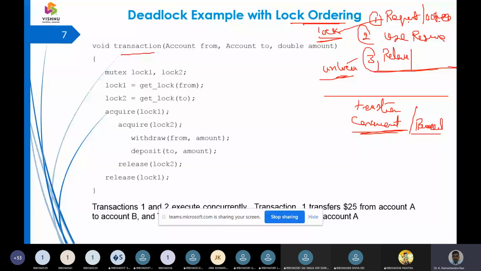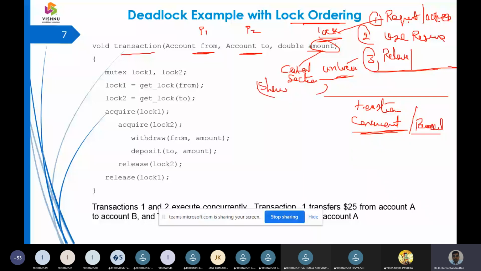Here is a banking example. Transaction one is going to transfer $25 from account A to account B. So how is it managed? The from account we call process P1. The next account, to which the data transfer is migrated, we call P2. And the amount is the critical section, or what we call the shared resource.